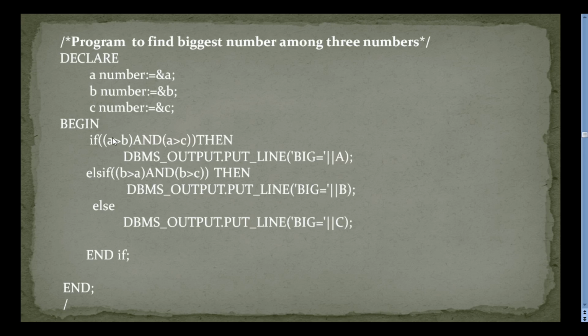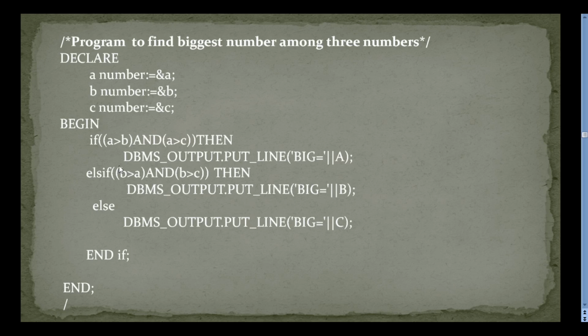What is the first condition here? A greater than B and A greater than C, then DBMS_OUTPUT.PUT_LINE big equal to A. If A greater than B and A greater than C, then it prints big equal to A value. ELSIF B greater than A, and you have to check another condition, B greater than A and B greater than C, then DBMS_OUTPUT.PUT_LINE big equals to B.